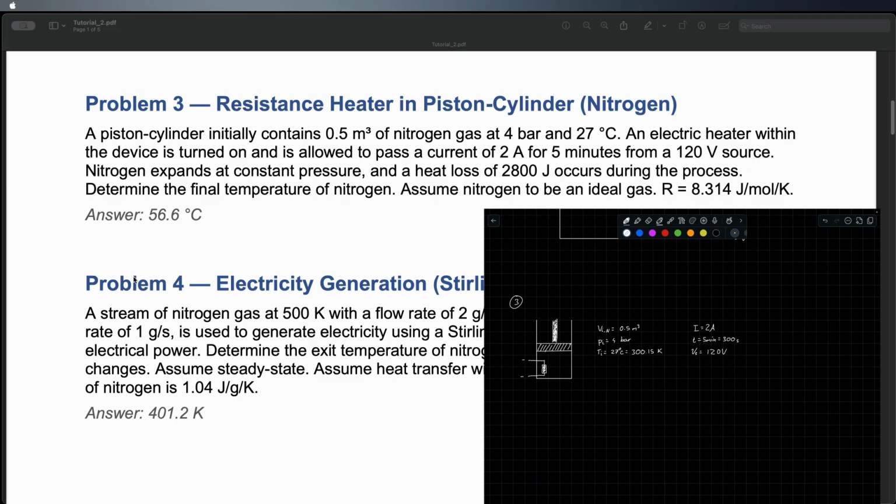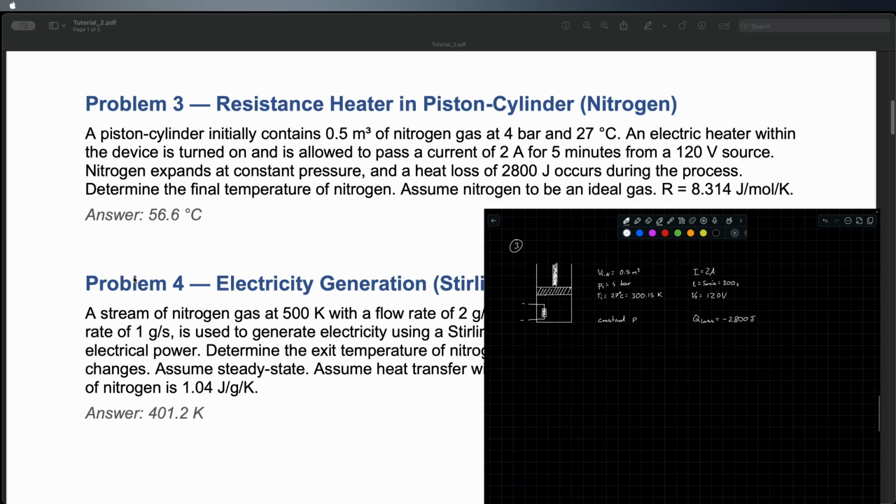It expands at a constant pressure, so we have constant P, which means P initial and P final are the same. We do have a heat loss of 2,800 joules, so let's say Q loss equals minus 2,800 joules. The reason I put a minus here is because, according to our convention, energy going into a system is positive and any energy going out is negative. So those 2,800 joules that we lose is negative.